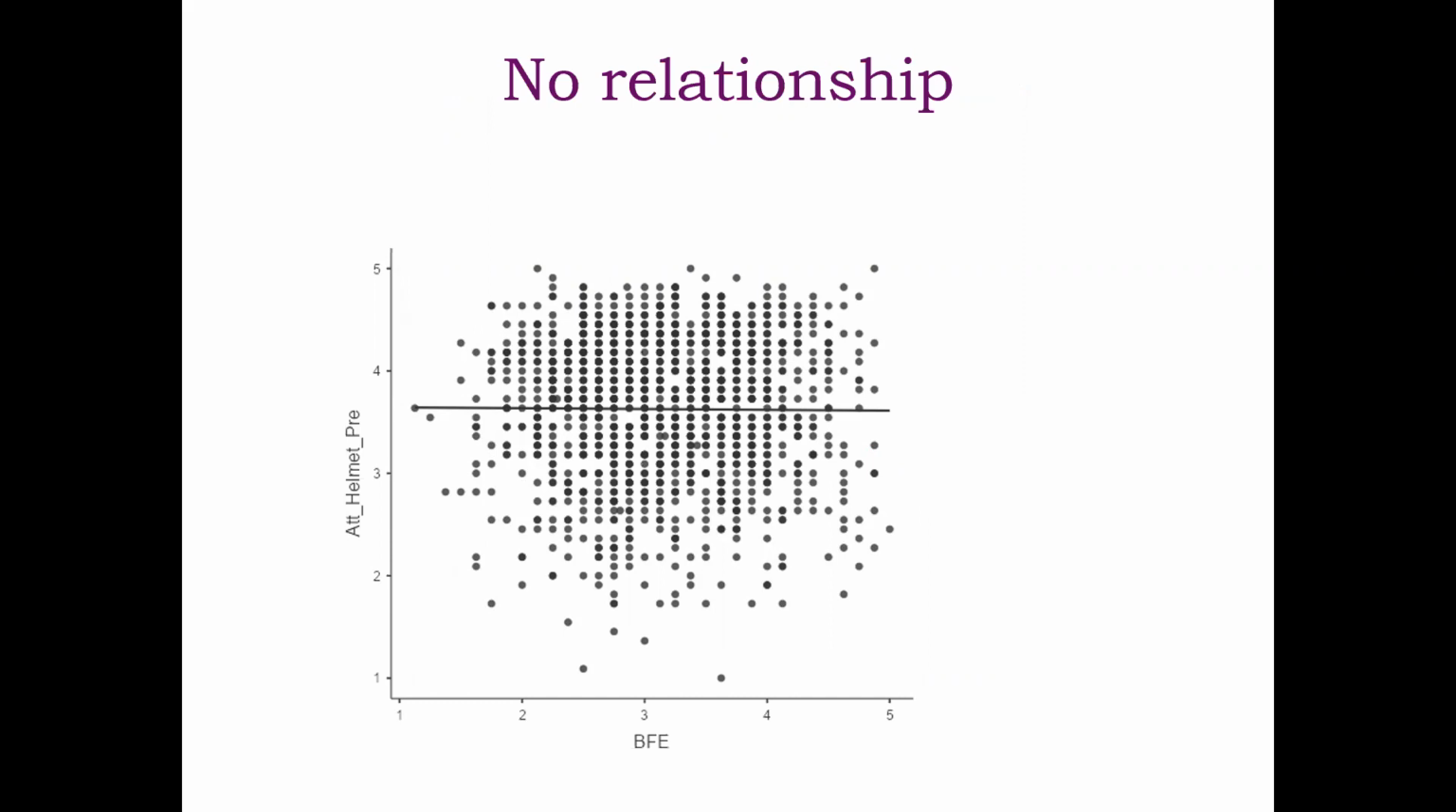In this example, we have the Big Five factor of extroversion on the X-axis and attitudes towards helmet use in equestrians, or horse riders, on the Y-axis. And we can tell that they're pretty much independent. People's degree of extroversion has no relationship to their attitudes towards wearing a helmet. We can see that flat regression line there. Okay, these are all scatter plots, right? We talked about that in topic 2.